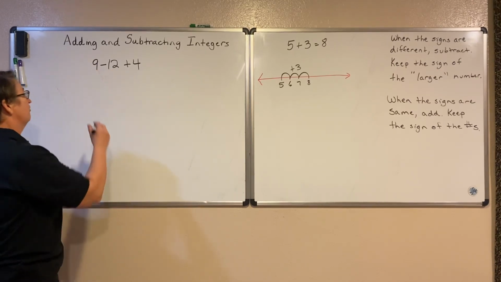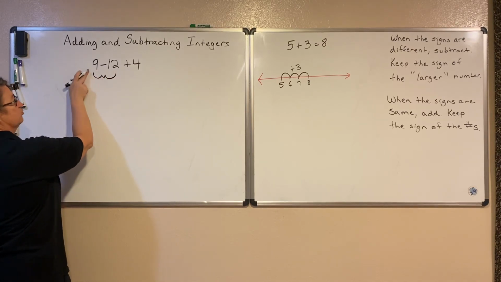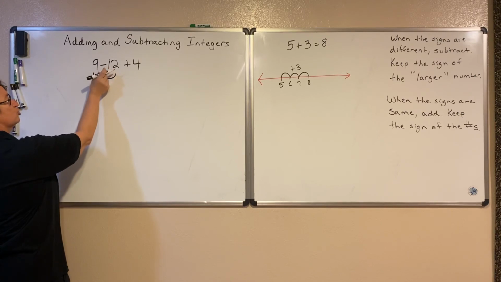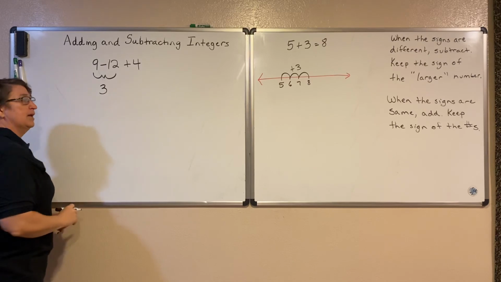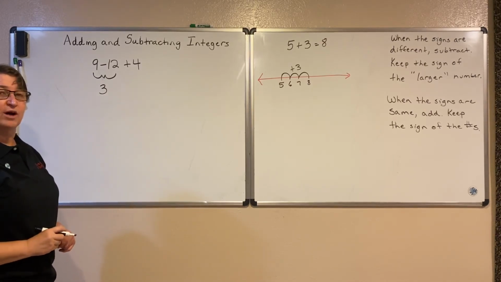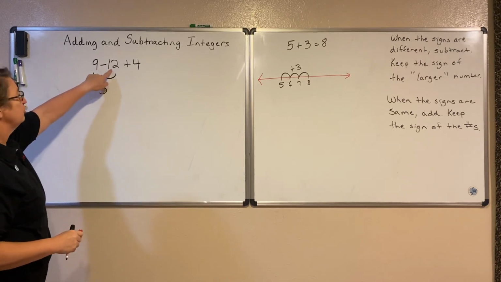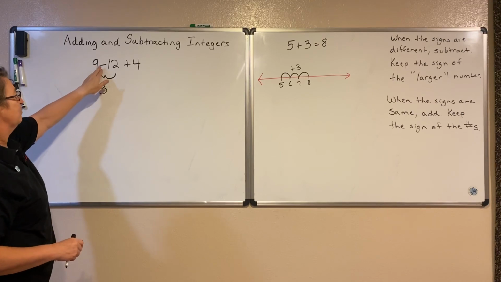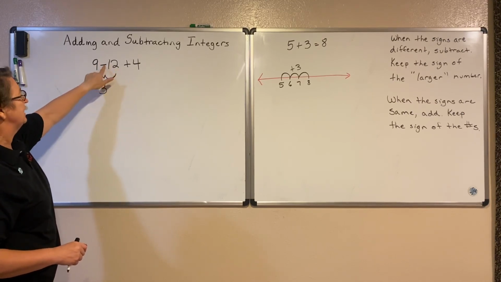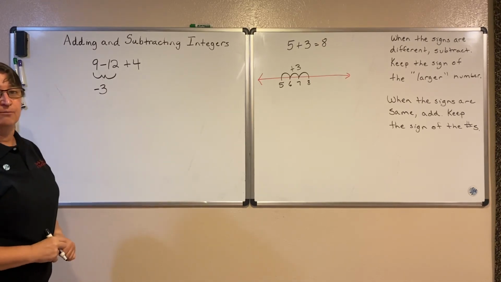9 minus 12. Well, when I look at those, the signs are different. This one's positive and that one's negative. So I'm really subtracting. 12 minus 9 gives me 3. And then I'm going to look to see which one is the larger number. Which one of those is larger? Well, 12 is bigger than 9. So I started in positive land, but because this one was bigger, I ended in negative land. So because 12 is bigger, I'm a negative 3.